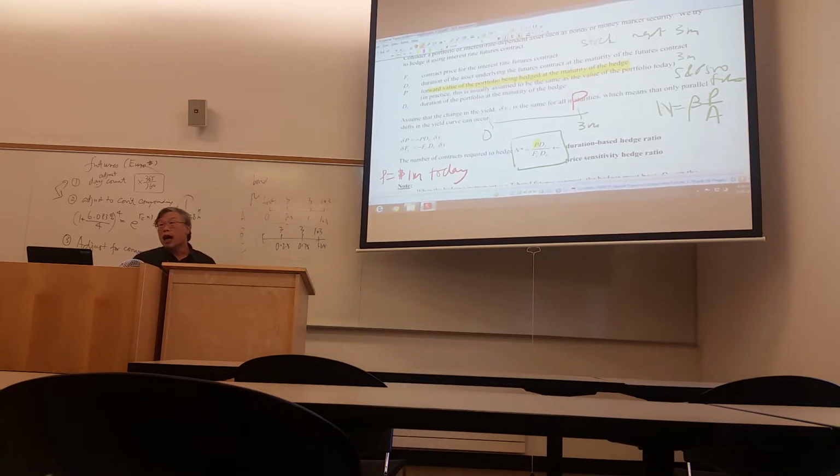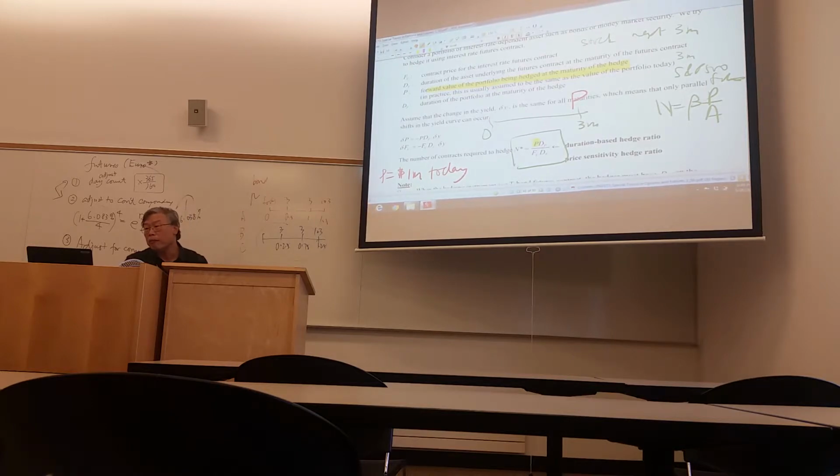All right? And the next thing is we have to compute the duration of your portfolio. Again, the portfolio duration is not today's duration, but 3 months later. Again, you don't understand, it is at the maturity of the futures contract. Everything should be 3 months later, not today.